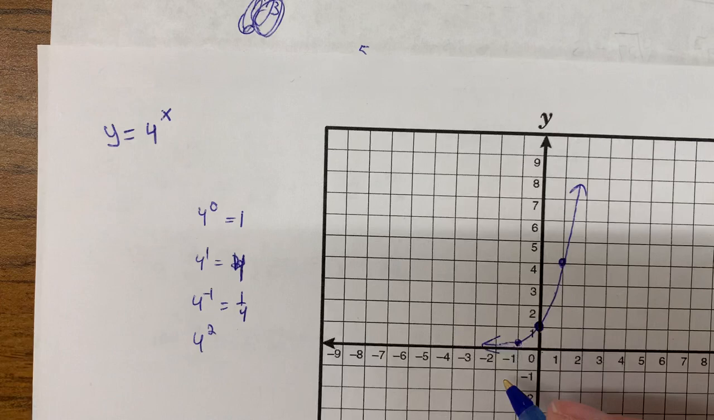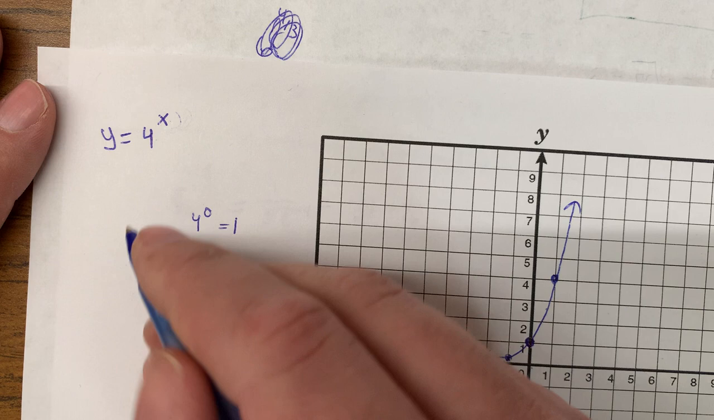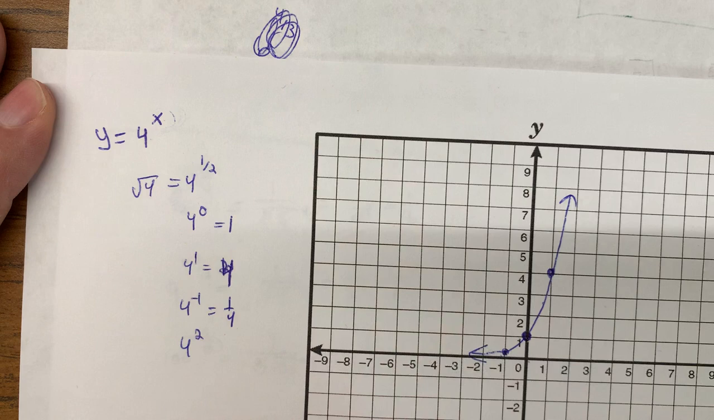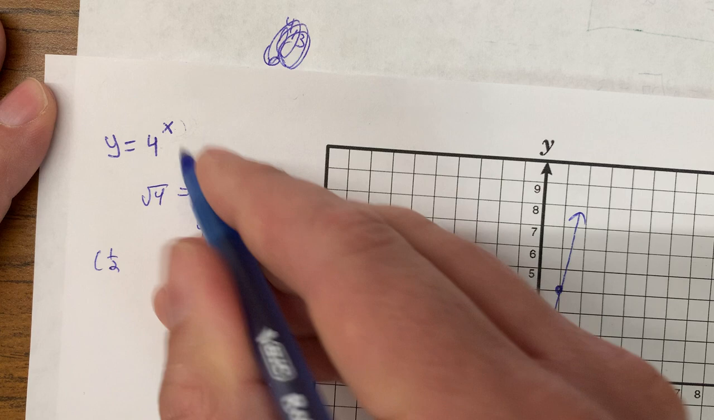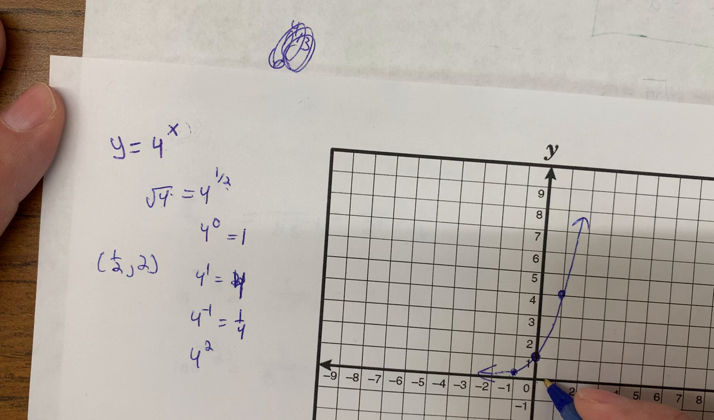Earlier, we had 4 to the x, and before we were only able to get a few points on this graph, but now we can do more. What powers of 4 can we do? Well, we can do any roots. We can do the square root of 4, and that is 4 to the 1/2 power. So when x is 1/2, that's the square root of 4, the y value will be 2. Because 4 to the 1/2 power is the square root of 4, and the square root of 4 is 2. We can get that point exactly.